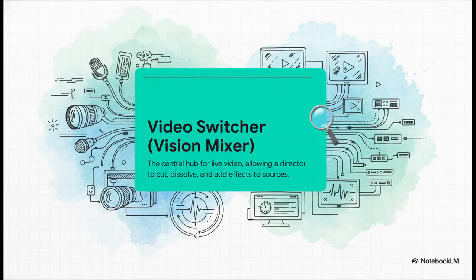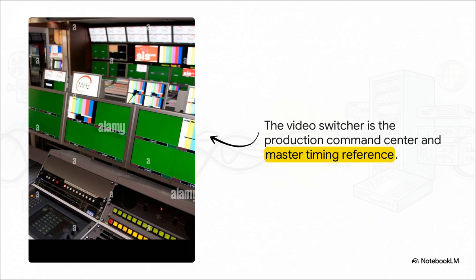And this is the command center, the video switcher, sometimes called a vision mixer. Think of it as the brain of the live production. It lets a director cut between different cameras, dissolve from one shot to another, add graphics, roll videos, all of it, instantly. This is the heart of any live show. And here's a look at one in action.